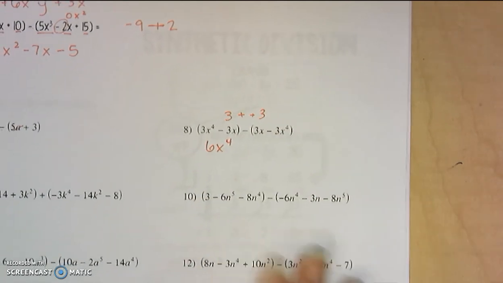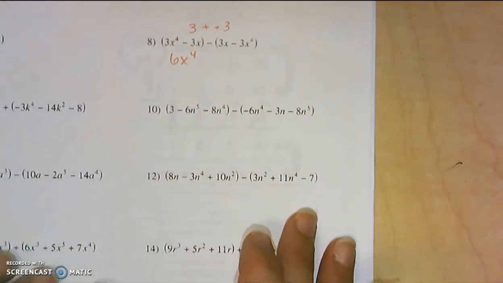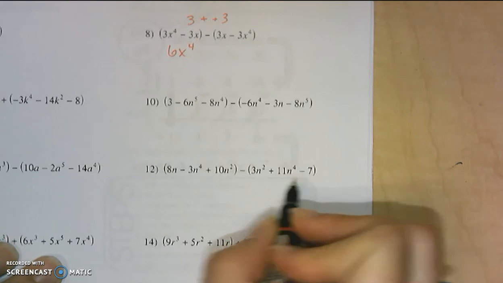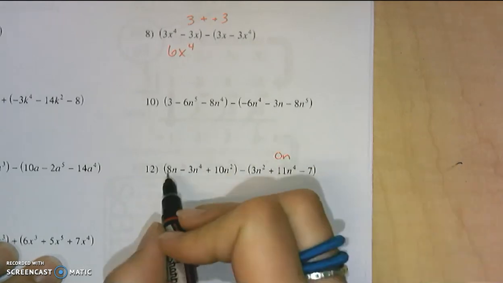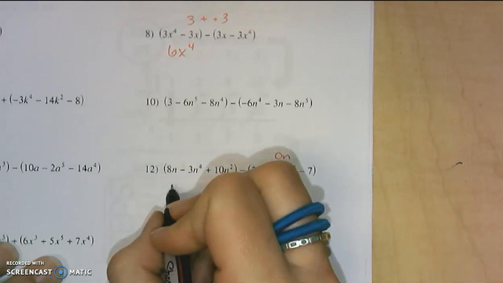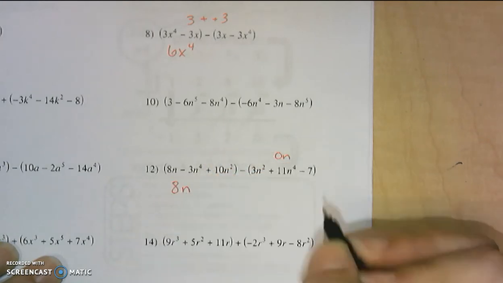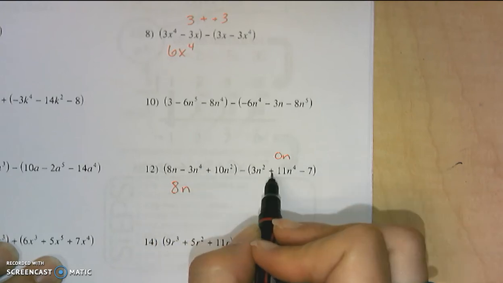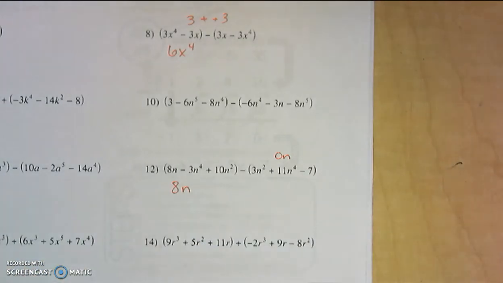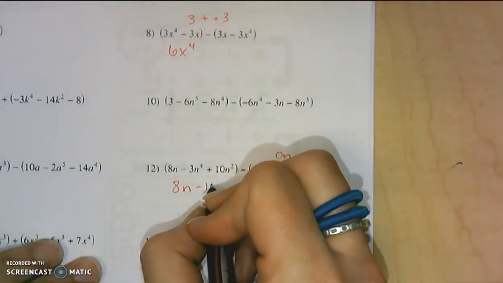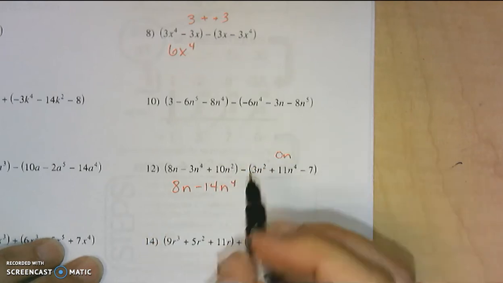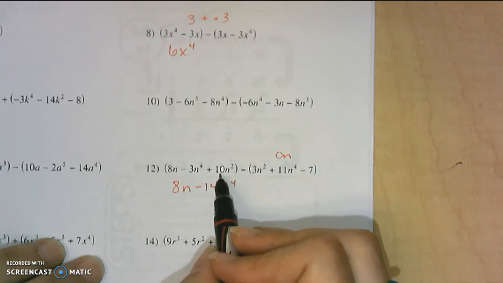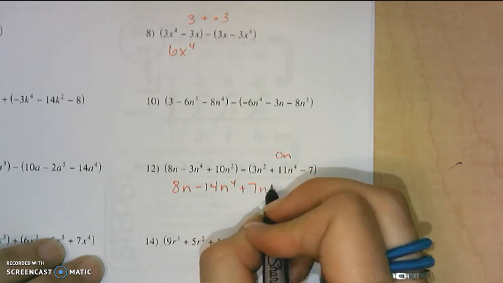Okay, let's skip down here to number 12. All right, so on this, here's just n, but I don't have just n over here, so I think of 0n over here. So 8 minus 0 gives me 8n. And then I have negative 3n to the 4th. I have n to the 4th over here, so I have negative 3 minus 11. So negative 3 minus 11 gives us negative 14n to the fourth. Again, did I change my exponent? I had 4, 4, and we still have 4. All right, I have a squared, so 10 minus 3 gives me 7n squared.